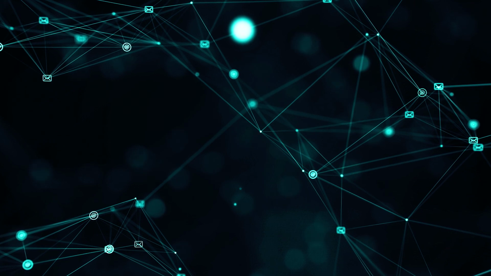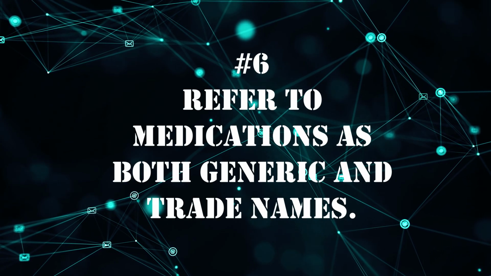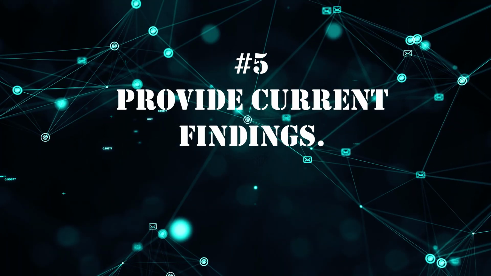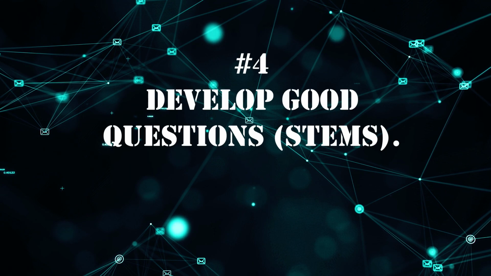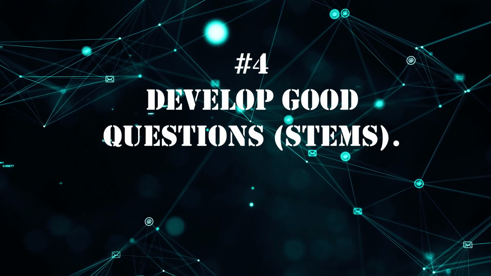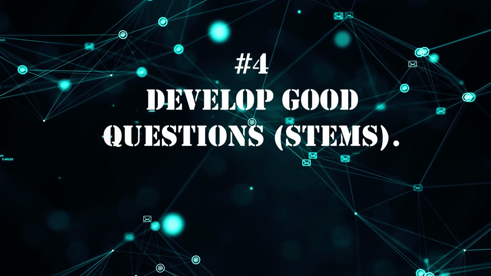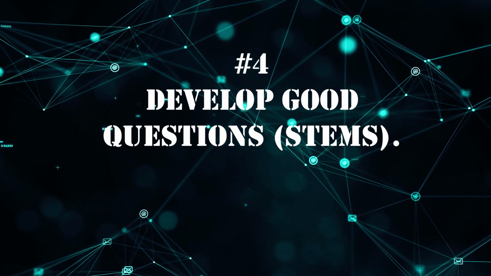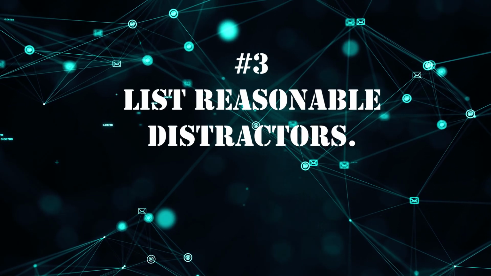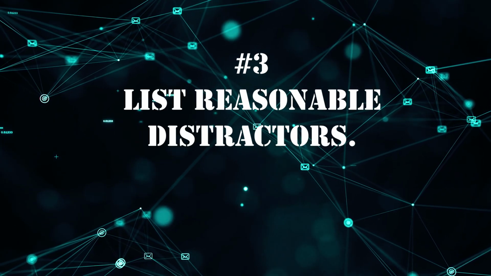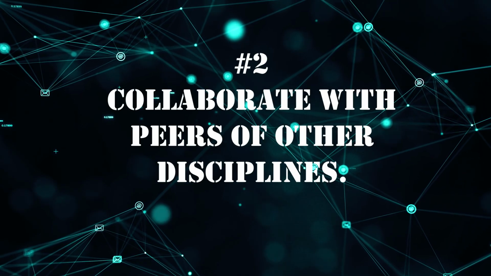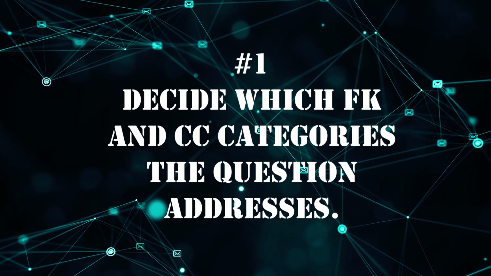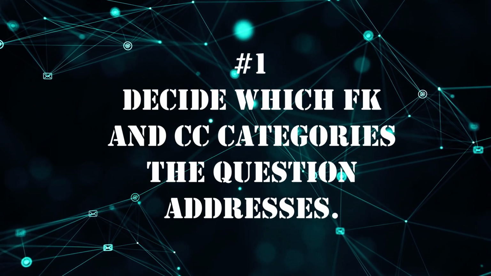Number 6, refer to medications as both generic and trade names. Number 5, provide current findings, such as height, weight, and vital signs. Number 4, develop good questions and try your best not to duplicate any information that is already listed within the patient box within the stem of your question. Number 3, list reasonable distractors. Number 2, collaborate with peers of other disciplines. And number 1, decide which FK and CC categories the question you have written addresses.